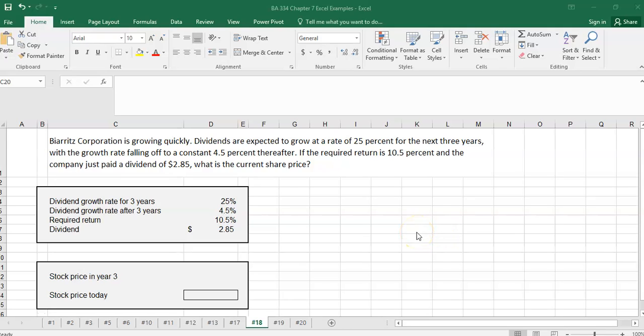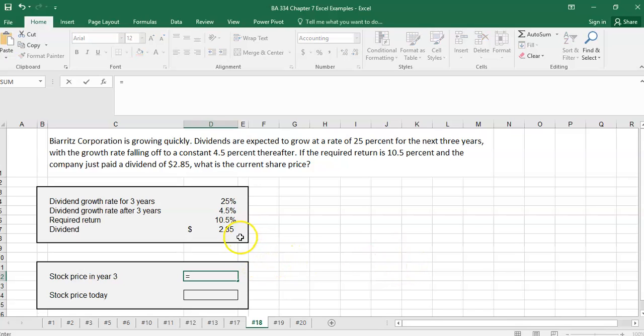So this example is similar to our previous example in number 17 that we have unexpected growth. In this one, it's supernormal growth. So we're going to grow really fast for the first 3 years, and then we're going to assume a constant rate of 4.5% after that. So very similar to the previous. So we get the stock price in 3 years based on our growth rate.